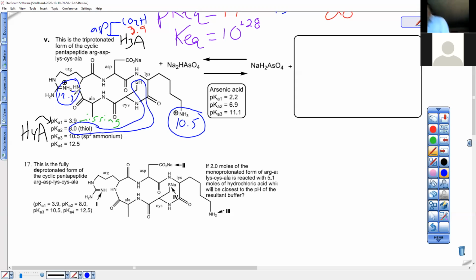Okay, how do you know that was an acid? Well, look, it's missing here. SH is now S minus, and NH3 plus is NH2, and this one stayed the same because it was the only one that was missing up here. So we haven't even started this question. I'm just doing a little background.